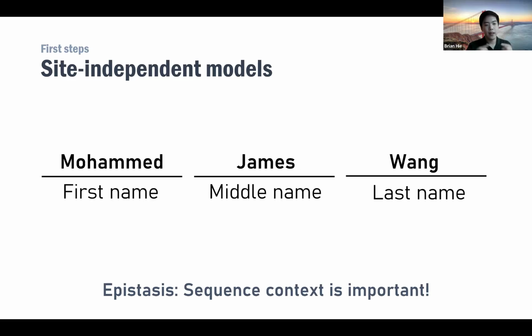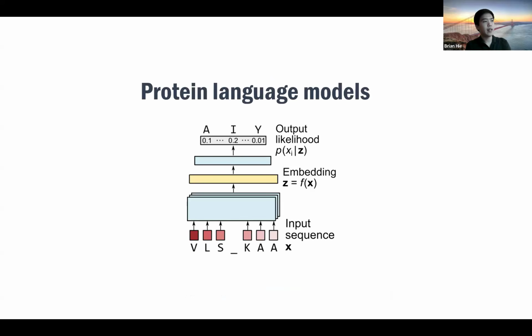And this idea that there are these complex interactions between sites in a protein sequence, and that the context of a sequence is important, is what's referred to in evolutionary biology jargon as epistasis. So this all brings us to the idea that Victor introduced at the beginning, which is the idea of a protein language model. And this one can think of as an evolutionary model that actually learns these epistatic patterns potentially from data. So protein language models are implemented with neural networks, and they're actually trained with very simple objectives.